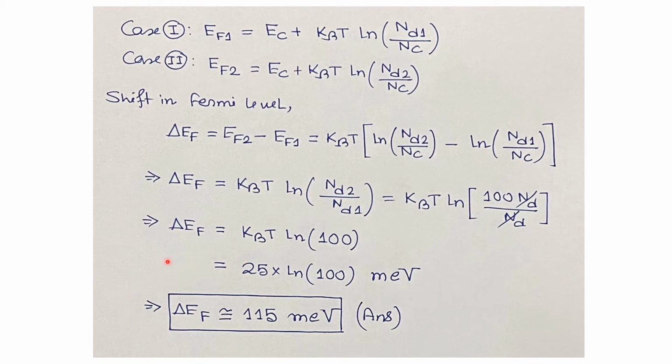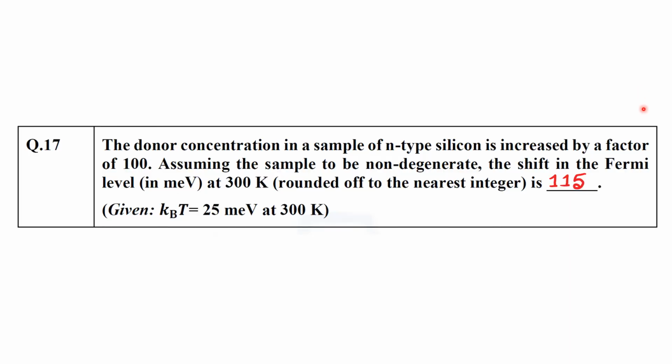Now at temperature 300 Kelvin, kBT, that is the thermal energy value, is 25 millielectron volt. So if we put that kBT value, we get del EF equals 25 times ln of 100 millielectron volt. So our del EF will be around 115 millielectron volt, and this is the final answer for this question. According to our solution, the shift in the Fermi level in millielectron volt at 300 Kelvin is 115 in the integer form.